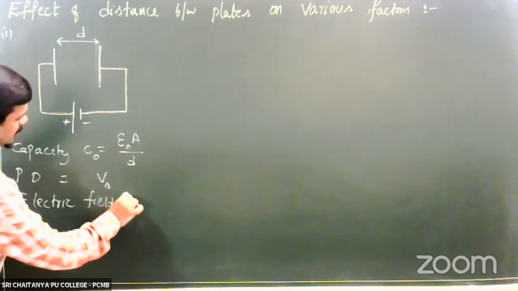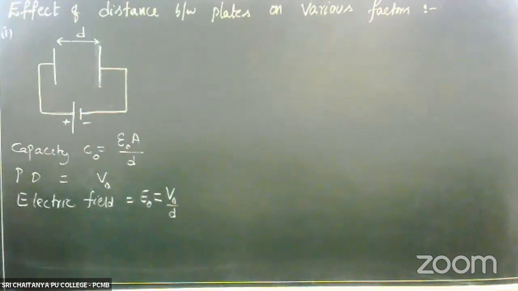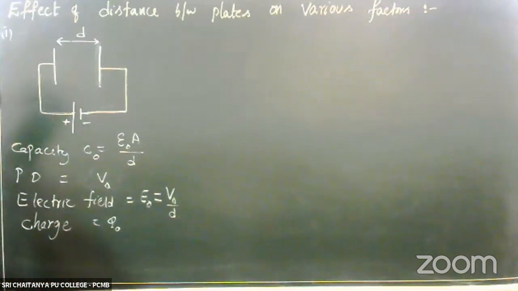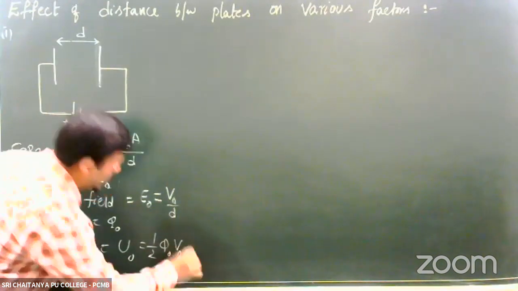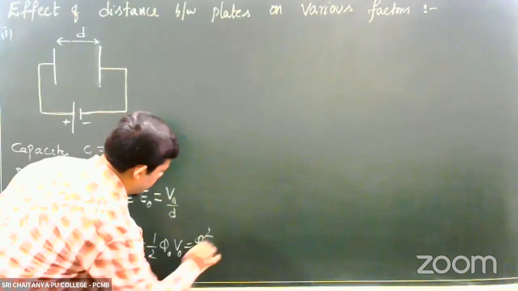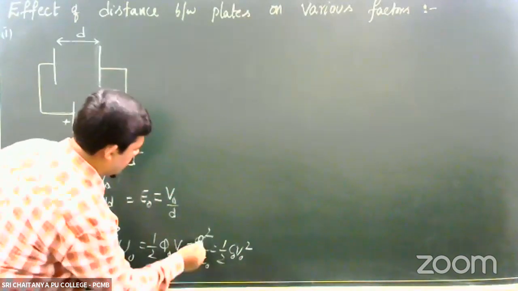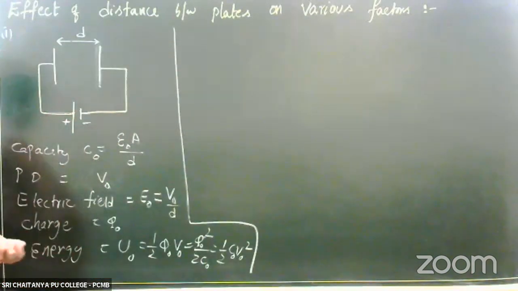Electric field E naught equals V naught by D. Charge, let it be Q naught. Energy U naught equals half Q naught V naught, or half CV square, or Q square by 2C, whichever. These are the initial cases. Next.